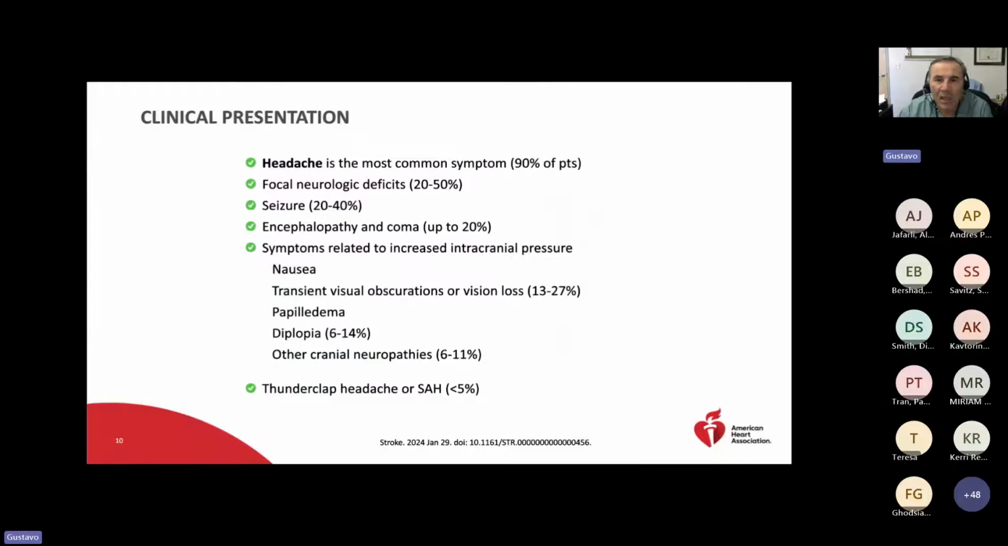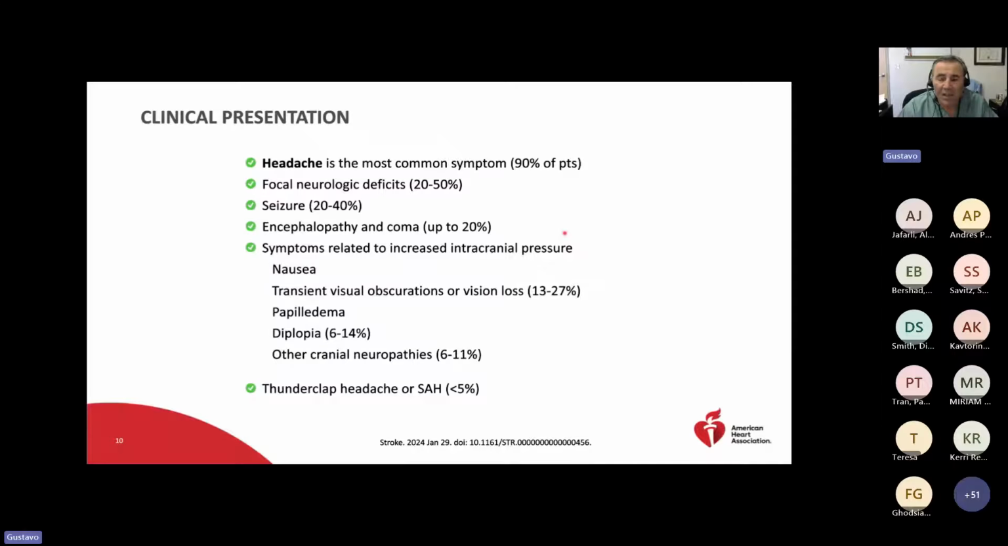So what is the most common clinical presentation? By far, over 90% of patients present with headaches, and usually persistent headaches. Some people may call them insidious headaches. Only 20 to 50% may have some focal neurological deficit, usually associated with an intracerebral hemorrhage or a venous infarction. Seizures may occur in 20 to 40%, more common in children. And then there could be some other symptoms associated with intracranial pressure, as highlighted below.